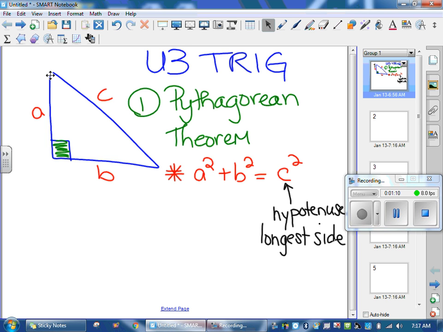Because of that, if we are trying to solve a triangle with two of the sides, we need to understand, are we solving for a short side or are we solving for the longest side? The ones on the left of the equation, a and b, these are the two short sides. And they're attached to the right angle, the 90-degree angle.